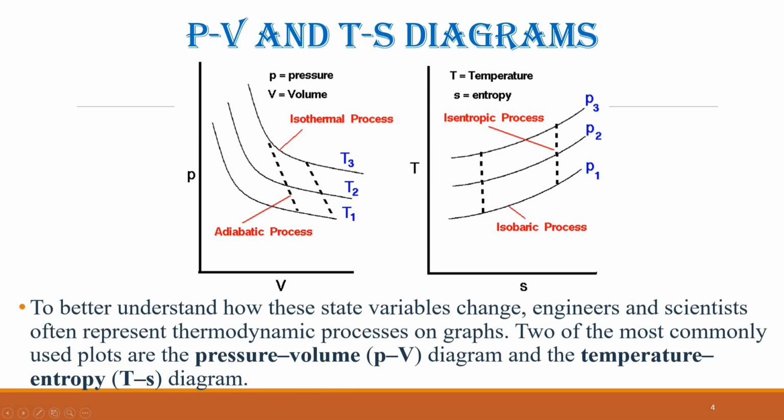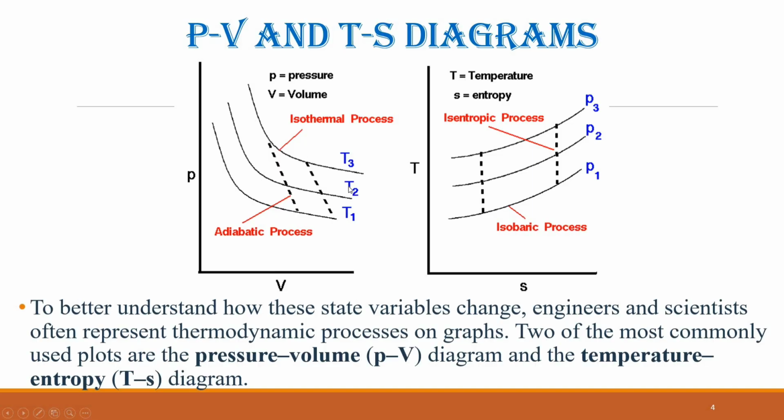Visualizing thermodynamic processes: PV and TS diagrams. To better understand how these state variables change, engineers and scientists often represent thermodynamic processes on graphs. Two of the most commonly used plots are the pressure volume PV diagram and the temperature entropy TS diagram. On a PV diagram, pressure is plotted against volume. Curved lines on this diagram represent states of constant temperature, known as isothermal processes. When a process occurs at constant temperature, it follows one of these curves.